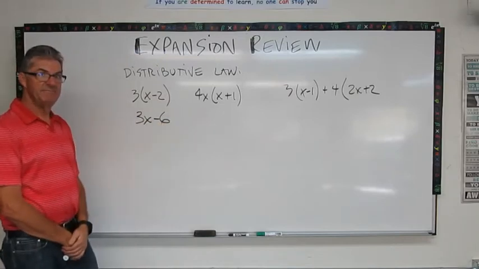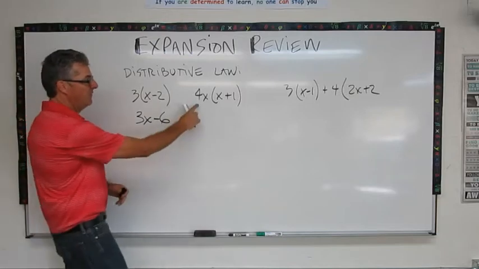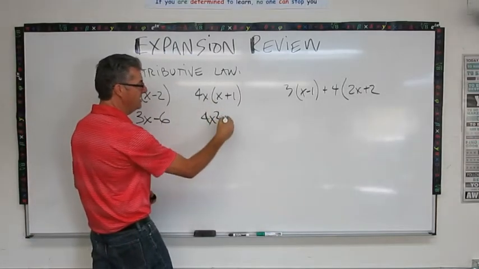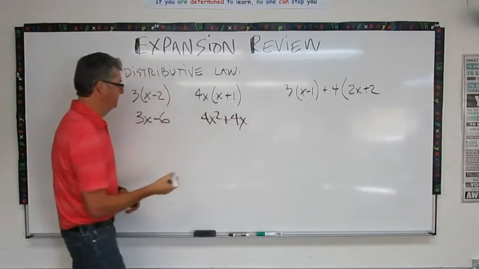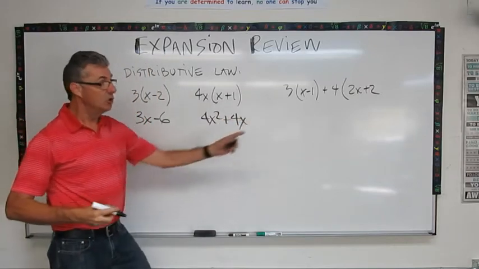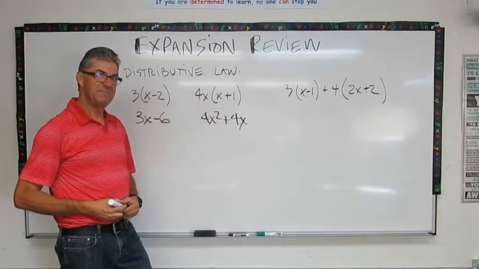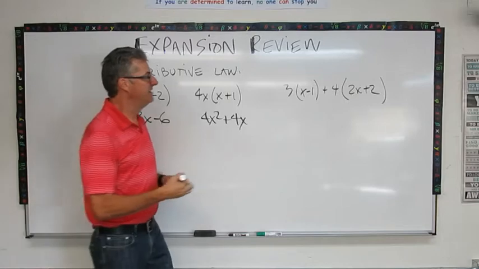See what you get. Okay, 4x times x is 4x squared. 4x times 1 is 4x. Now let's try this last one. Oops, forgot that. Pause the video. All right, let's see what you got.